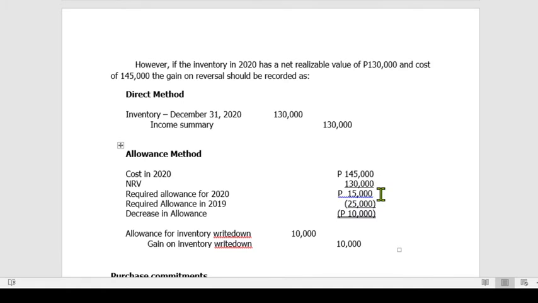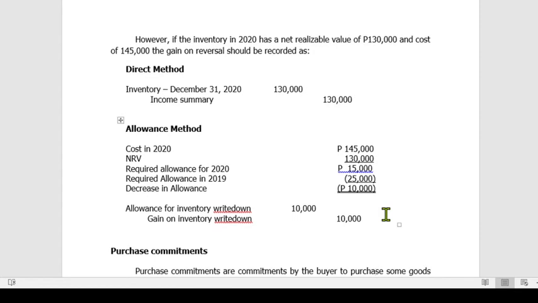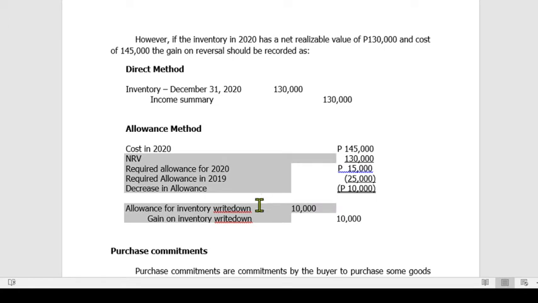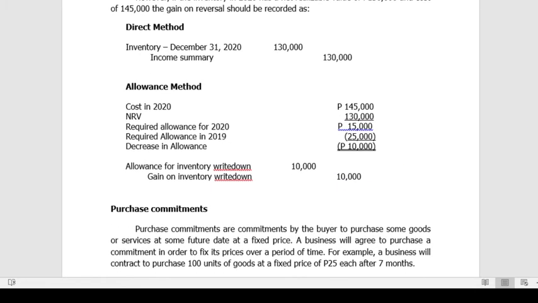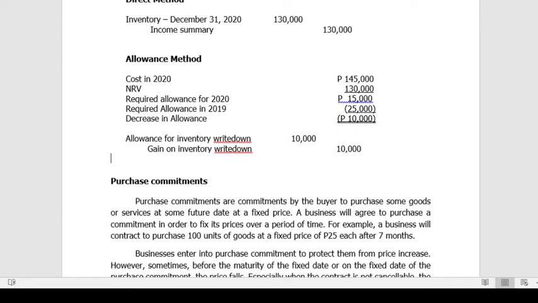Required allowance in 2019 is 25,000. So merong decrease in the allowance for inventory write-down. So anong gagawin mo? You have to eliminate the allowance. So you have to diminish the allowance for inventory write-down. Debit allowance for inventory write-down 10,000 and credit 10,000 gain on inventory write-down. So, ino-offset niya lang yung loss on inventory write-downs na generate mo kanina.